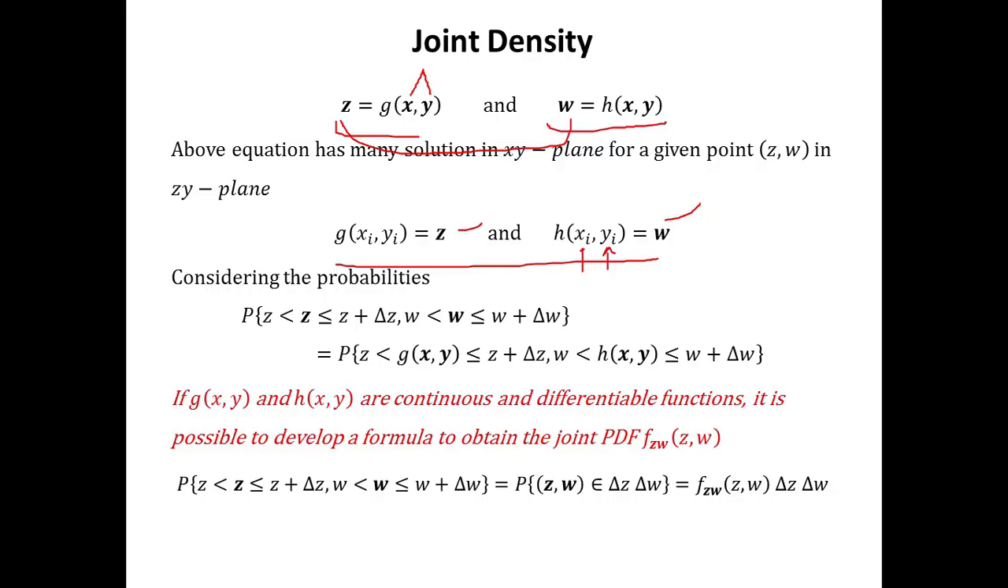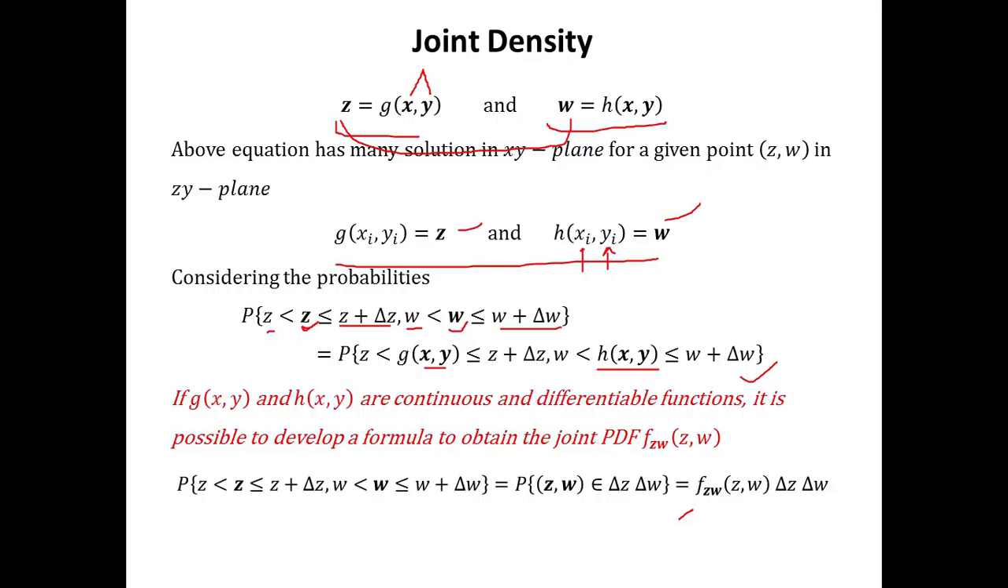Now consider the probability that random variable z takes any value between z and z plus delta z, and random variable w takes any value between w and w plus delta w. What it means is that the random variables z and w fall into the region delta z and delta w. This will be clear in this expression, but right now we simply substitute the expressions of z and w in terms of x and y, and we will get this expression.